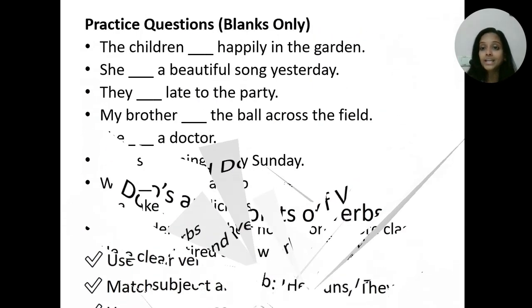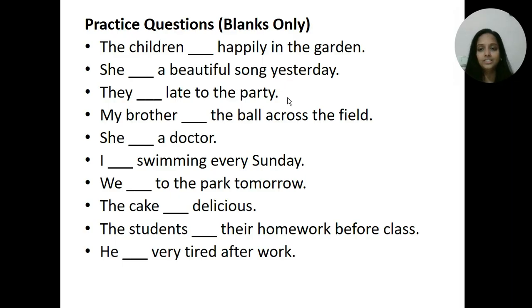Now it's time for us to practice. Here are some questions. So we can just pause the video, try to read it, and try to find out which verb should come here. The children dash happily in the garden. She dash a beautiful song yesterday. They dash late to the party. My brother dash the ball across the field. She dash a doctor. I dash swimming every Sunday. We dash to the park tomorrow. The cake dash delicious. The students dash their homework before class. He dash very tired after work.